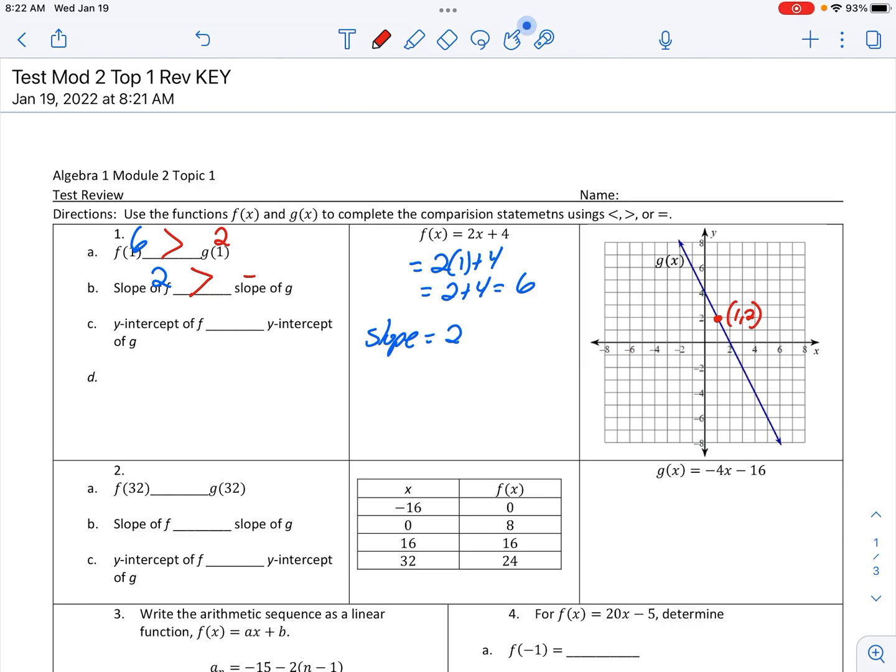Now if I actually want to find it out, these are two nice points that I just identified. Down 2 over 1. Slope is negative 2.